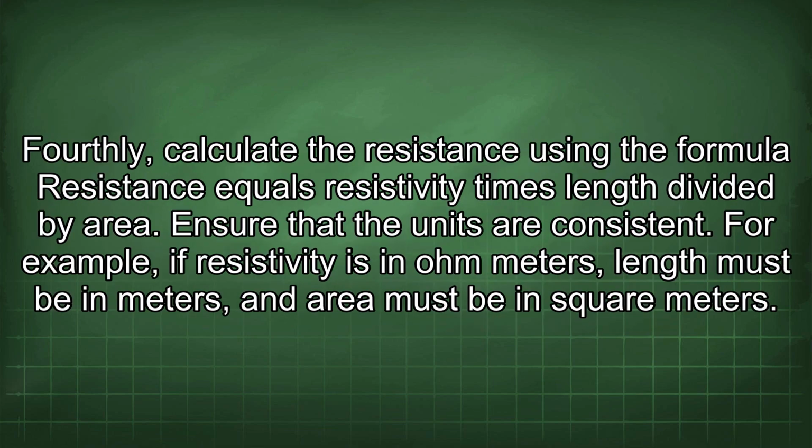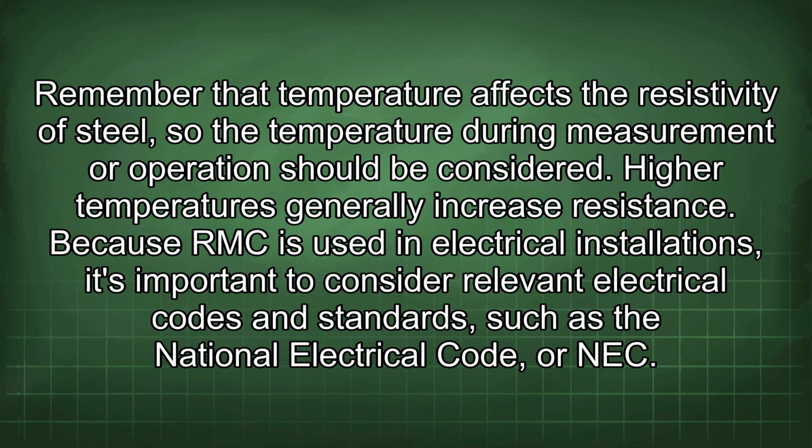Fourthly, calculate the resistance using the formula: resistance equals resistivity times length divided by area. Ensure that the units are consistent. For example, if resistivity is in ohm meters, length must be in meters, and area must be in square meters. Remember that temperature affects the resistivity of steel, so the temperature during measurement or operation should be considered. Higher temperatures generally increase resistance.